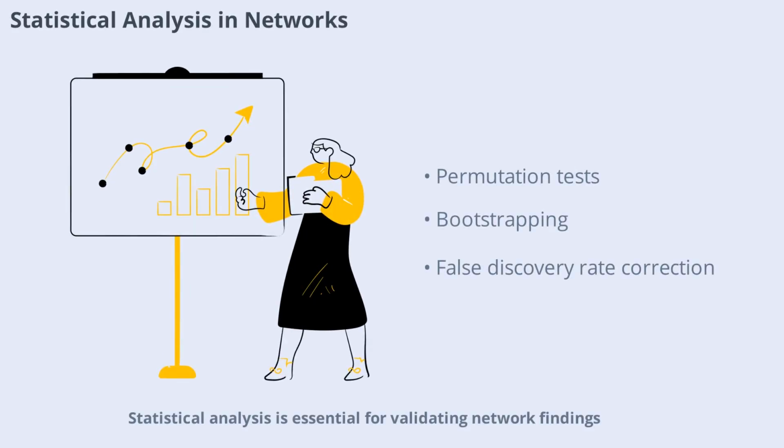Statistical analysis is essential for validating network findings. Researchers use statistical tests to determine whether observed patterns are significant or could have arisen by chance. Common approaches include permutation tests, bootstrapping, and false discovery rate correction. Applying rigorous statistics ensures that network analyses are robust and reproducible, increasing confidence in the results.